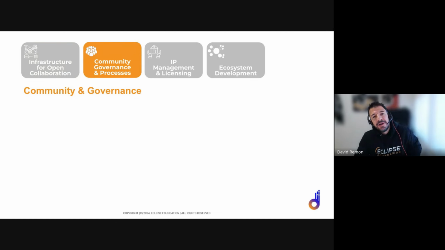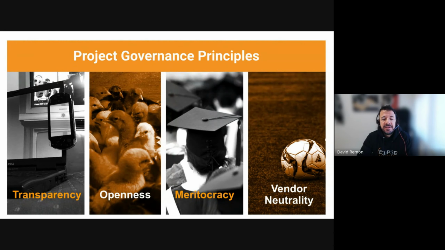Looking at the second pillar, the community and governance. In the DATAMITE project, we have followed the 4 open source principles which allow governance and sustainability in the project: transparency, openness, meritocracy, and vendor neutrality. Those are the 4 pillars applied by open source foundations, especially the Eclipse Foundation, which allow the community to work, contribute in a project, and collaborate openly.